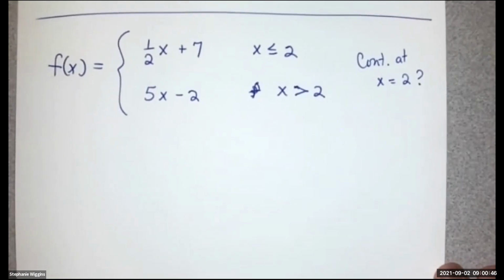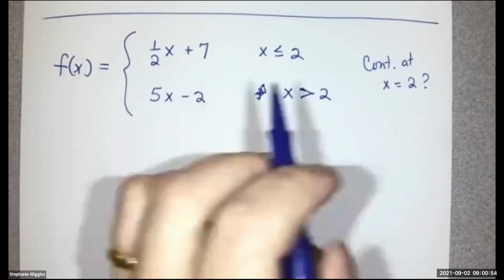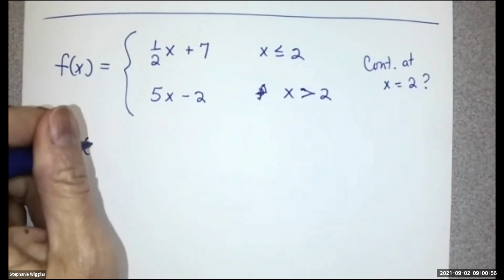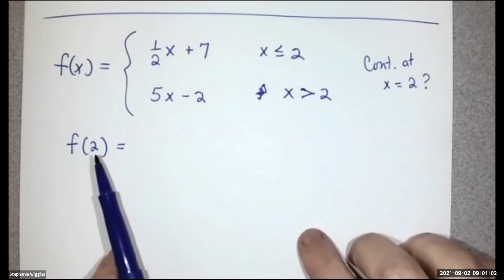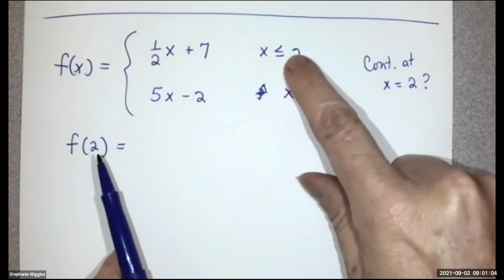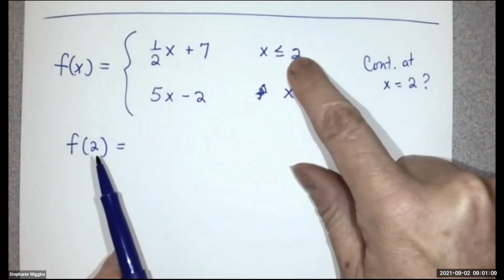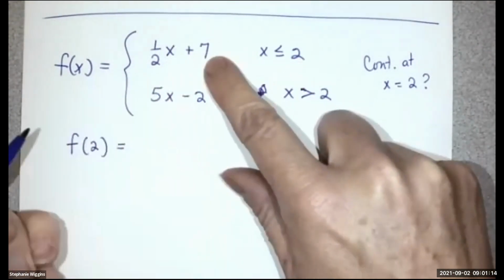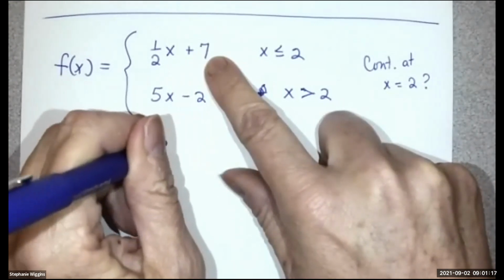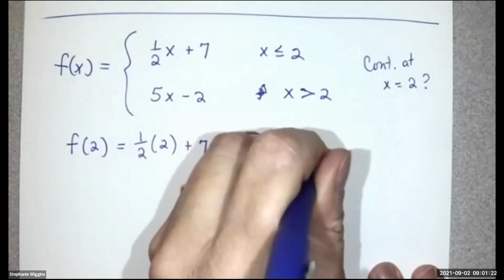All right. So first off, we want to make sure that the function value exists. If we plug in f of 2, remember for a piecewise defined function, you have to decide where this is in the domain. Okay, here it is. 2 is in this part, x is less than or equal to 2. So 2 is in this part of the domain, and therefore you're going to plug 2 into this function. So you're going to have 1/2 times 2 plus 7. And that's going to be 1 plus 7, which is 8.